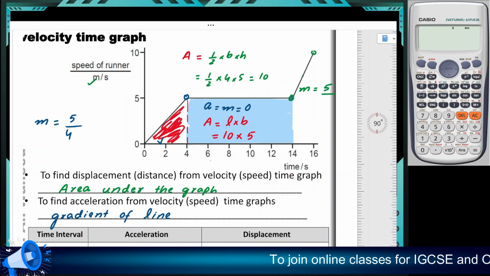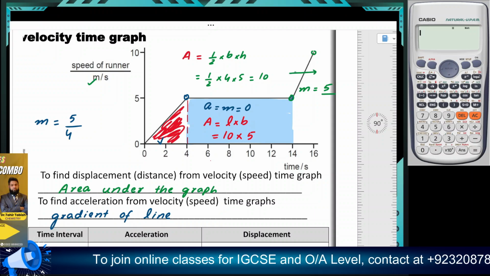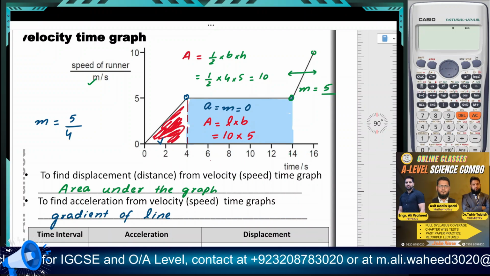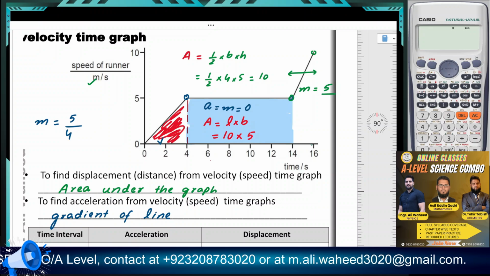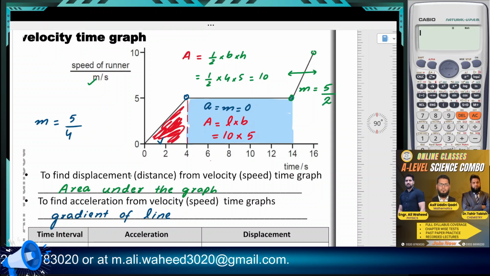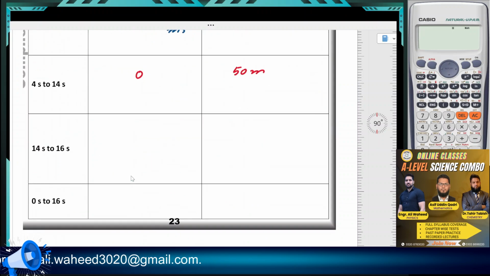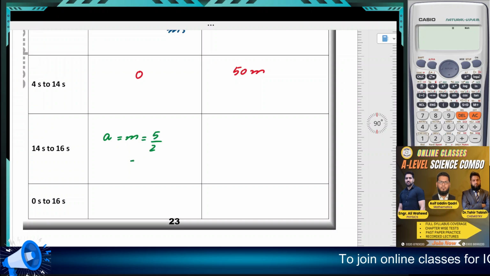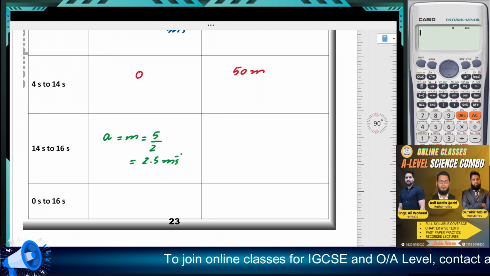The run is the horizontal distance. So what is the horizontal distance covered by the line? What is the horizontal separation between these 2 points? From 14 to 16, it is 2. So acceleration would be equal to the gradient, which is 5 over 2, which would then be 2.5 m/s².